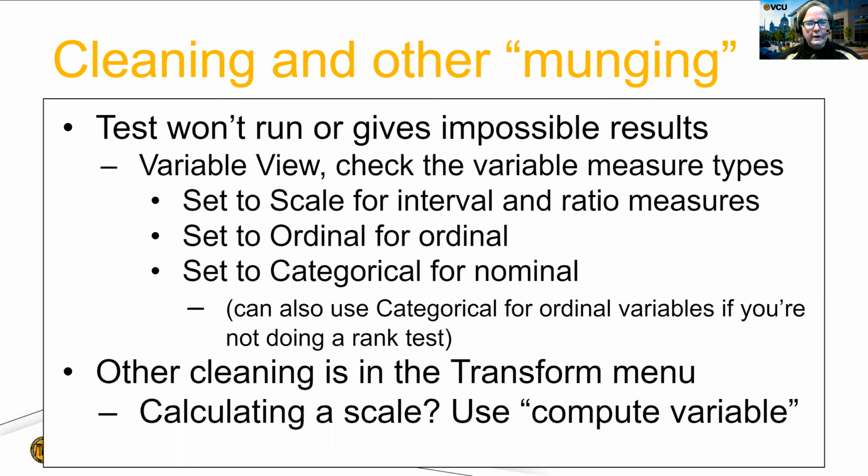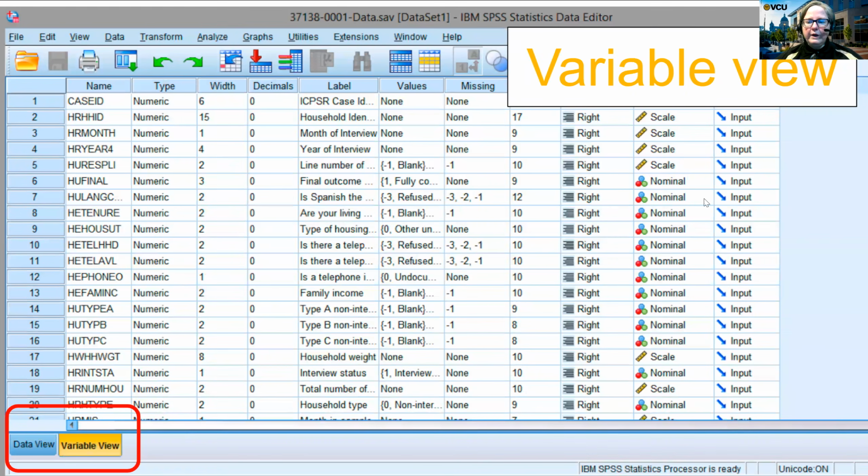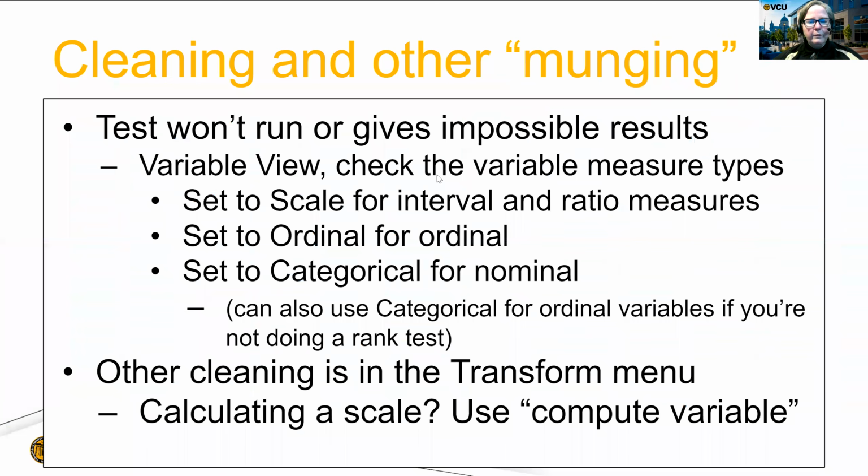I'm going to go up two slides. In the variable view, towards the right here, you can see some things are set to scale and some are set to nominal. Going back down two slides. You want to make sure that you have scale for interval and ratio, ordinal for ordinal, or you can set ordinals to categorical, and categorical or nominal, depending on which version of SPSS you're using, for the ordinal and nominal ones.